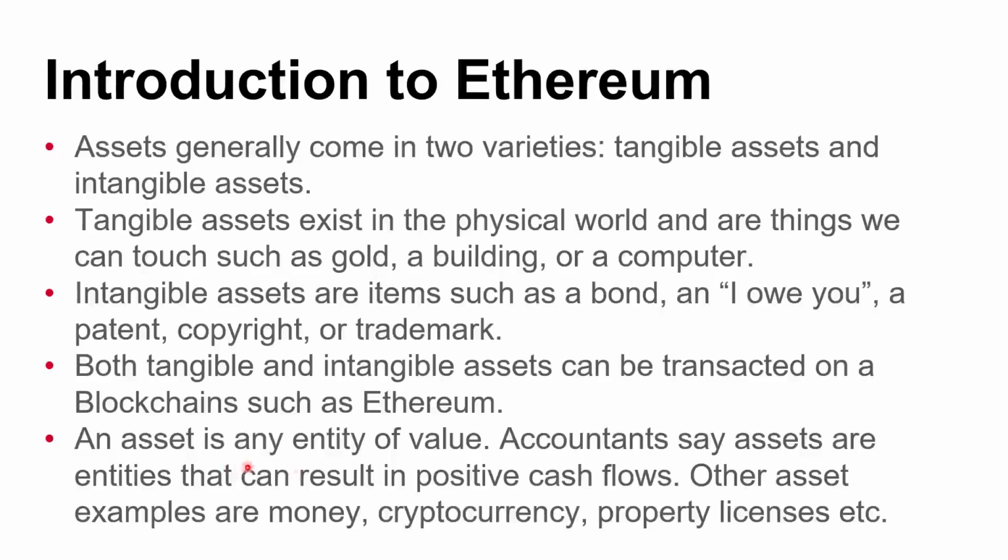An asset is an entity of value, so that is the definition. Accountants say that assets are entities that result in positive cash flows for the owner. Money, property, these are all examples of assets.